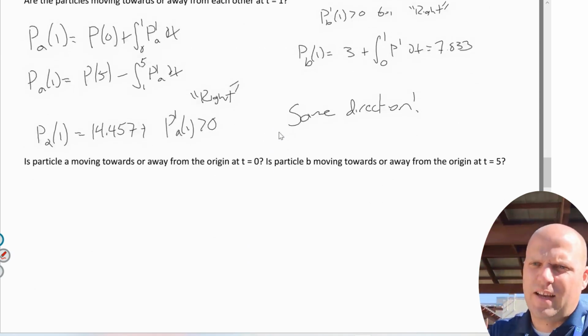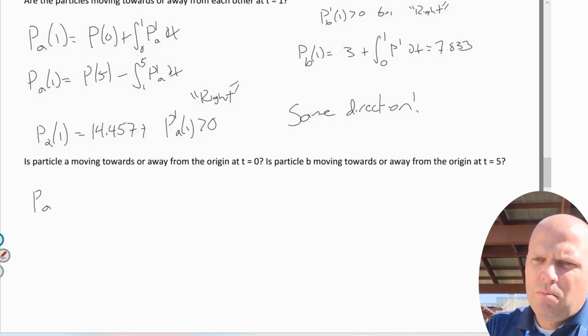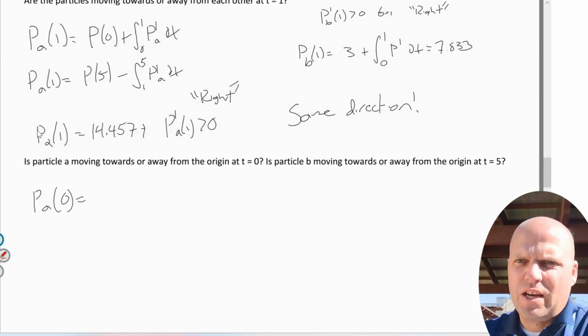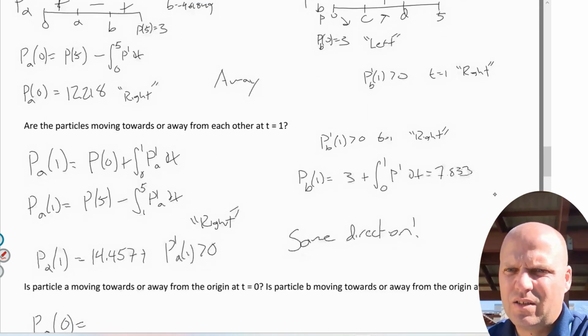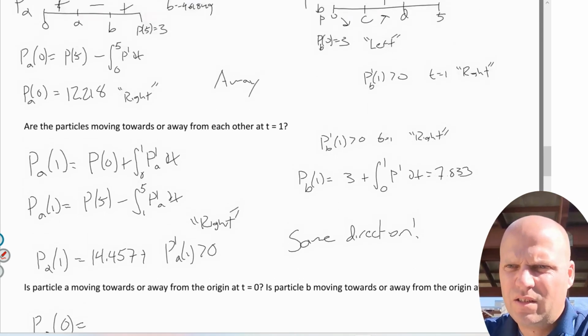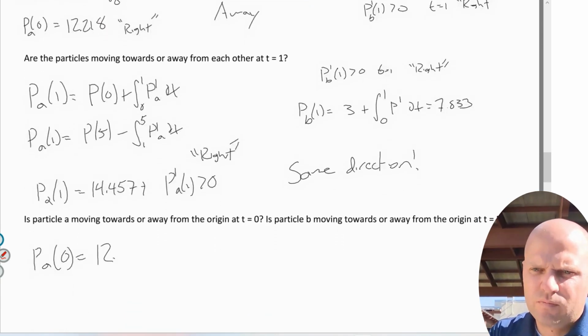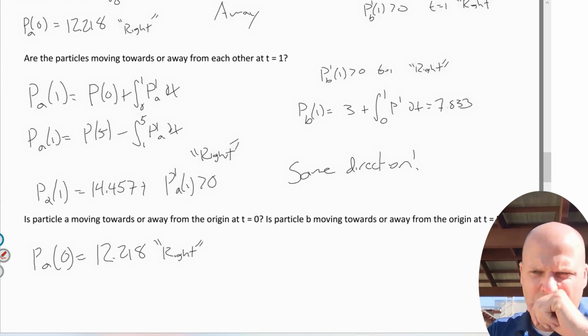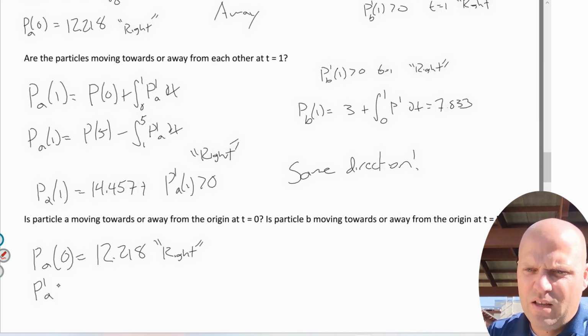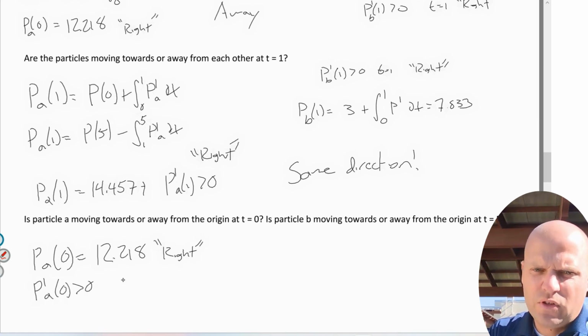Away from the origin at time 0. Particle A at time 0 is located at, we found that earlier, 12.218. And it's moving to the right. So its position is increasing because P prime of A of 0 is positive. So that means it's moving away from the origin.